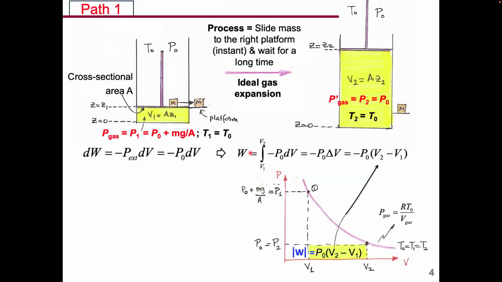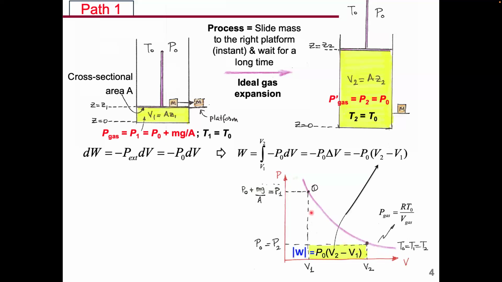Now, we already calculated the work done during this process. So W is basically minus P0 (V2 minus V1). P0 is here, and V2 minus V1 is here. The area of this rectangle is the absolute value of this work. So you can imagine this is the work done by the system.